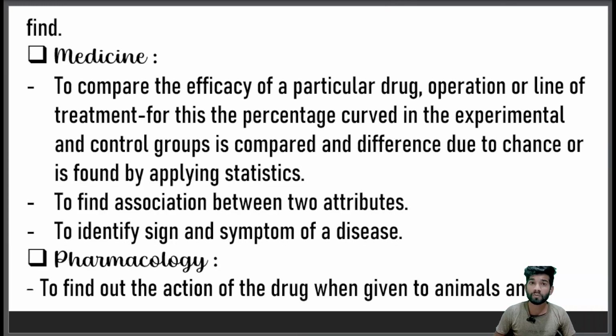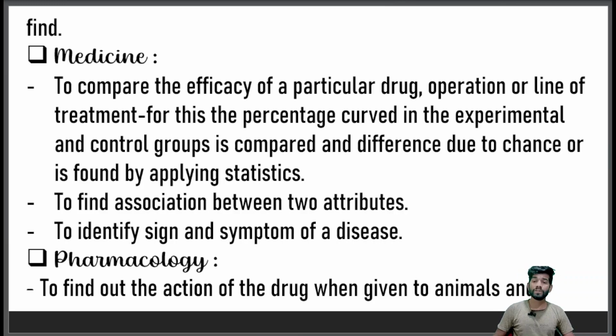To compare this, we have to use statistics. Like we can see the signs and symptoms in the patient, like the patient is coughing, and after giving medication the cough is reduced. Like this, we are comparing the variables. Also, to find association between two attributes, to identify signs and symptoms of disease, we have to use statistics.